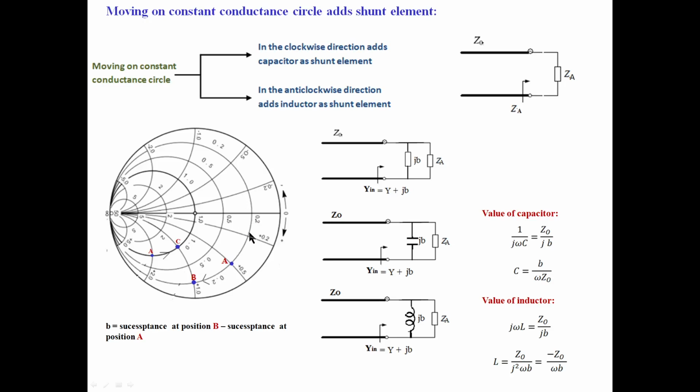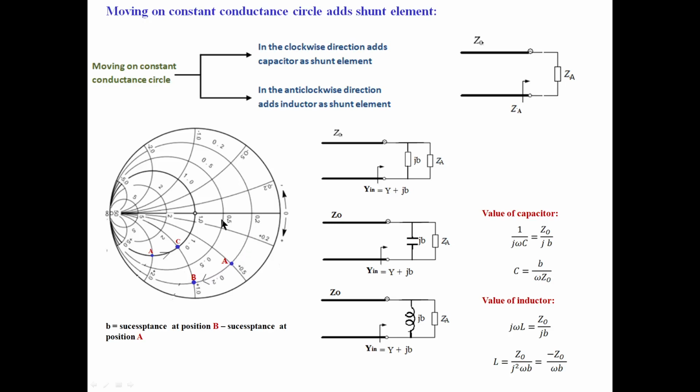If you move on the conductance circle, what happens? This is the 0.2 conductance circle, the conductance value is 0.2. If you move over this, what happens? Susceptance will change. The susceptance value is plus 0.2, plus 0.5, 1 here. But the conductance value remains the same if you move over this.